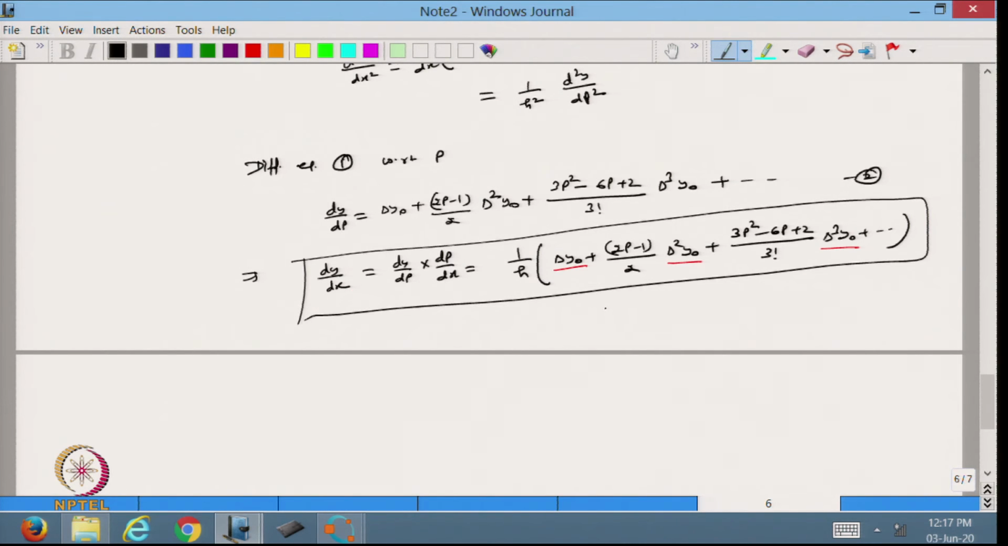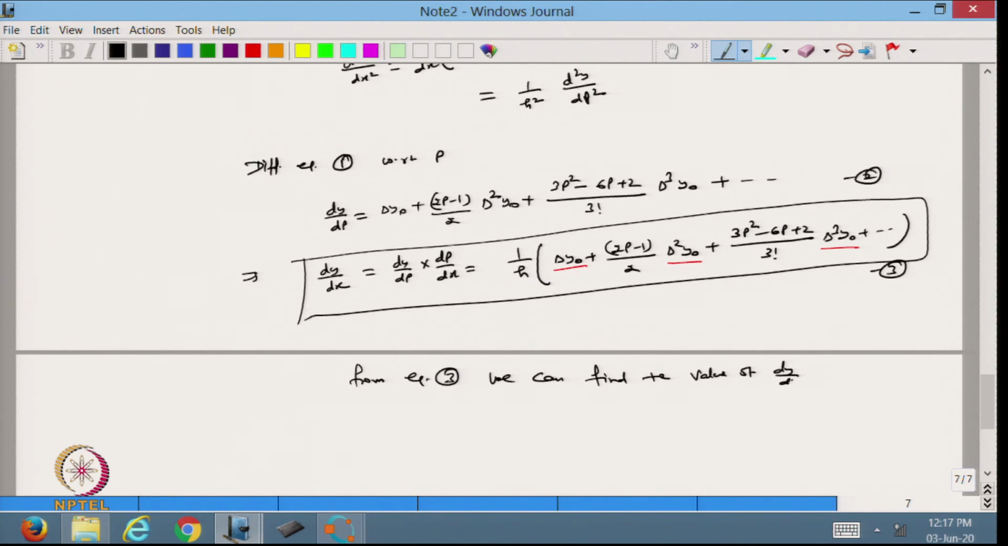So, using this one I can write this as 3. So, from equation 3 we can find the value of derivative dy by dx for given x, and that is x naught plus ph. Okay. So, then using this one, with Newton forward method, we can find out this one.